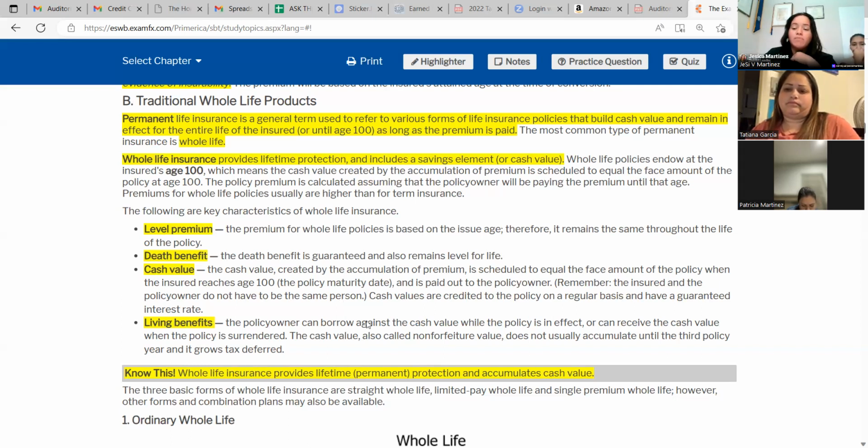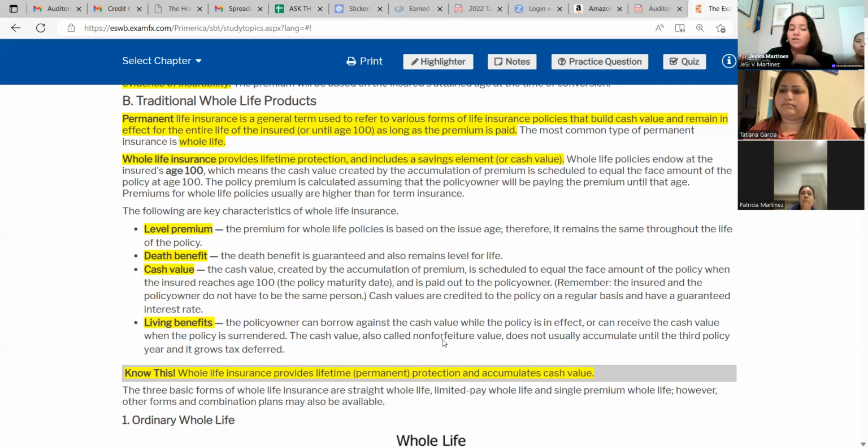Living benefits are another thing whole life has that term does not have. The policy owner can borrow against that cash value while the policy is in effect, or can receive the cash value when the policy is surrendered. The cash value, also called non-forfeiture value, does not usually accumulate until the 3rd policy year, and it grows tax deferred.